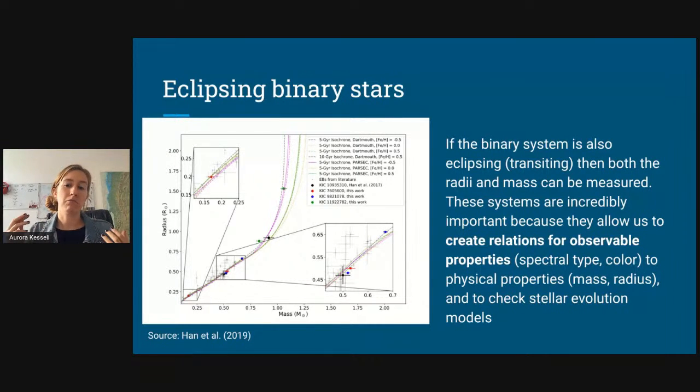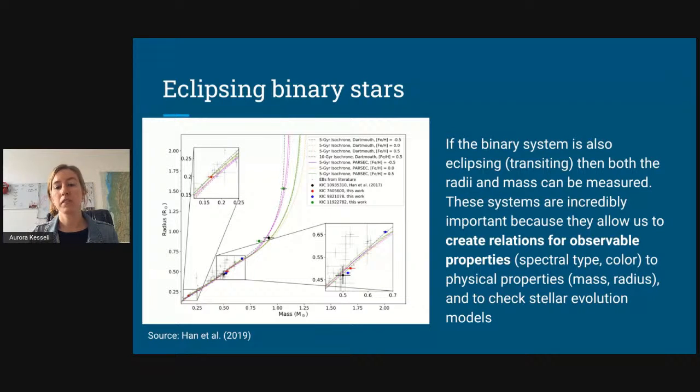And so we know that the mass sets many of the physical properties of a star. So in order to guess the mass, we need to have a relationship that turns something observable, like a spectral type, and then say, oh, this star is an M4 spectral type. It probably has this mass and this radius.